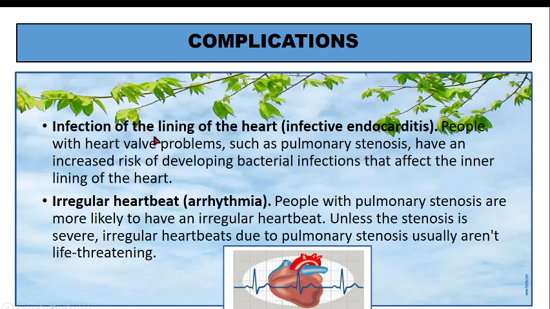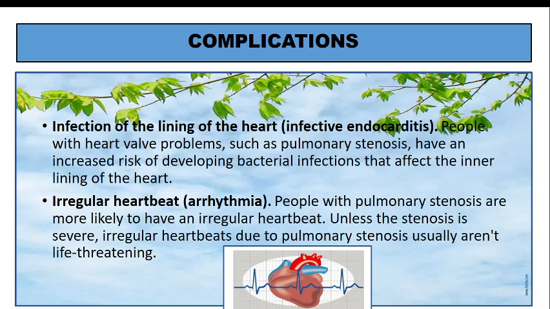Next is infection of the lining of heart, infective endocarditis. So children with pulmonary artery stenosis, they can have infections. Okay, they can have bacterial infections that affect the inner lining of heart. So this can lead to endocarditis also. Infection of the lining of heart, infective endocarditis. So there are chances that the child can have repeated cardiovascular infections. Okay. Next is arrhythmias can also take place.